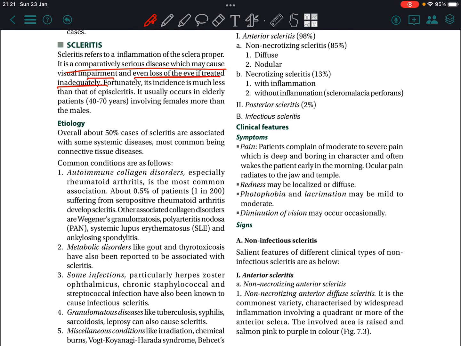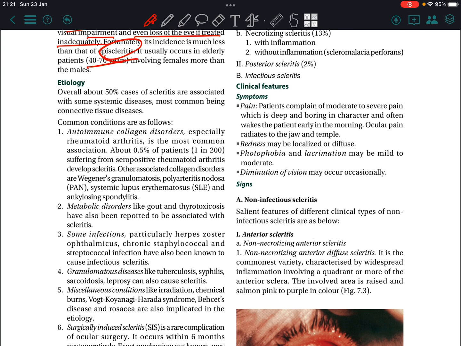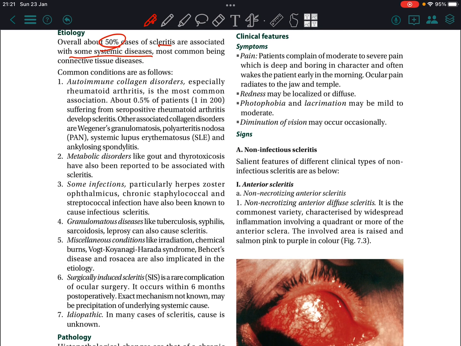Fortunately, its incidence is much less than episcleritis. It occurs in elderly patients, 40 to 70 years, more commonly in females than males. Etiology: about 50% of scleritis cases are associated with some systemic disease, the most common being connective tissue disease.